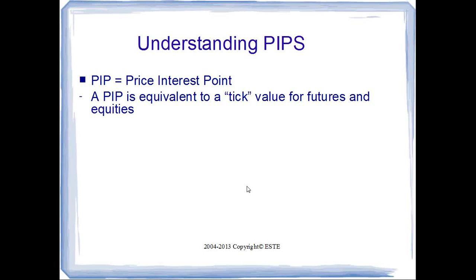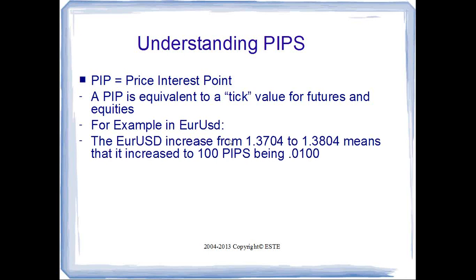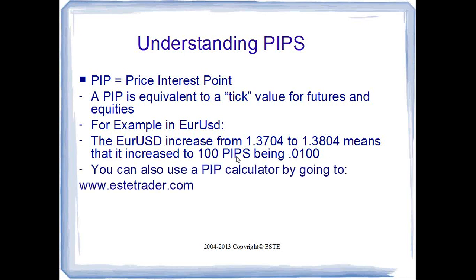Okay, let's go through understanding pips. Pip is what we call a price interest point. It's equivalent to a tick value for futures and equities. For example, in Euro USD, if it increases from 137.04 to 138.04, it means that you've made 100 pips, or being 0.0100. Since they're in decimal points, and in actual fact they put another 5th decimal, but we just ignore the 5th decimal to make things easier, it is basically 100th of that decimal point, hence to make 100 pips. Alright.